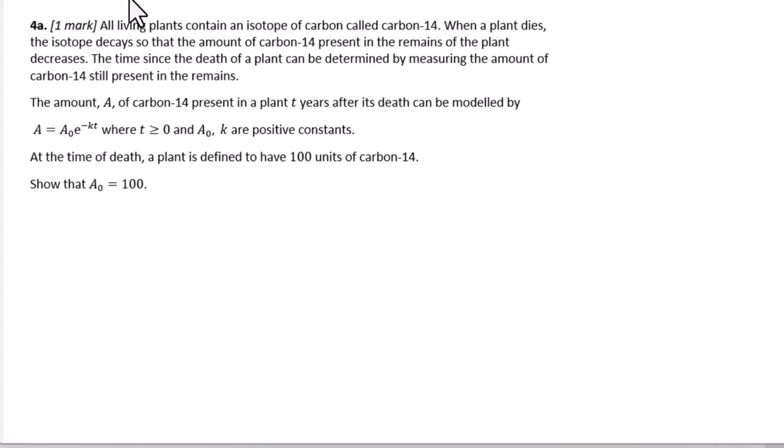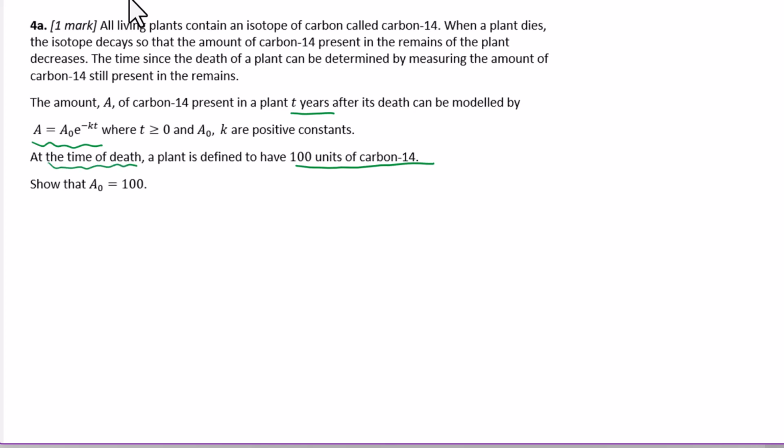in the remains. The amount A of carbon-14 present in a plant T years after its death can be modeled by this function, where T greater than or equal to 0 and A sub 0 are positive constants. At the time of death, a plant is defined to have 100 units of carbon-14. Show that A sub 0 equals 100.